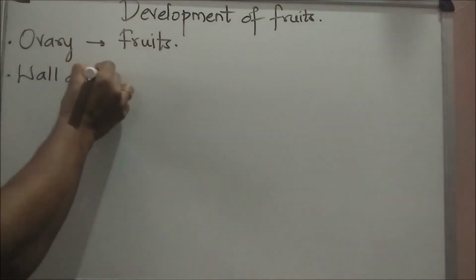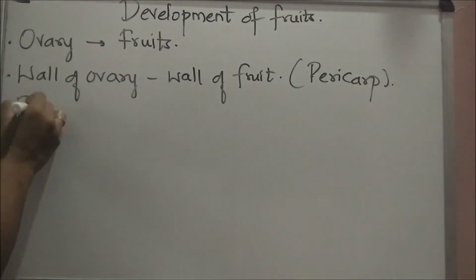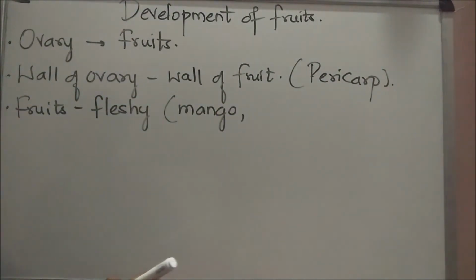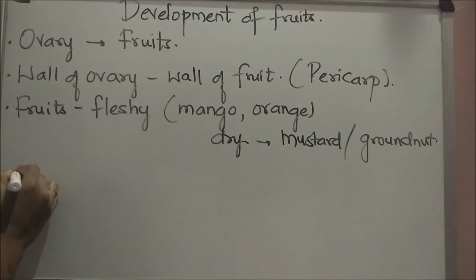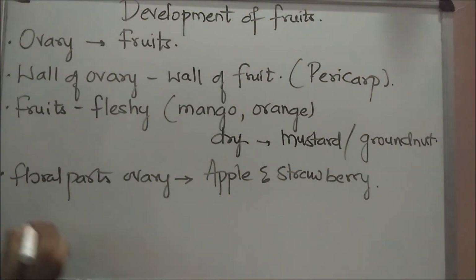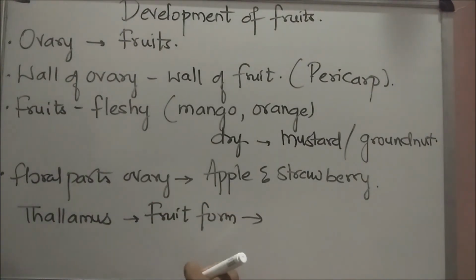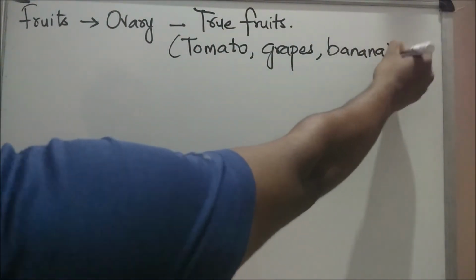Now, the last part is the development of fruits. The ovary of the flower develops into a fruit. The walls of the ovary transform into the walls of the fruit. An example is the pericarp. Fruits may be fleshy, as in mango and orange, or can be dry, as in groundnut and mustard. In some plants, floral parts other than the ovary take part in fruit formation, as in apple and strawberry. In these, the thalamus contributes to fruit formation. Such fruits are called false fruits. Fruits that develop from the ovary are called true fruits. Examples are tomato, grapes, and banana.